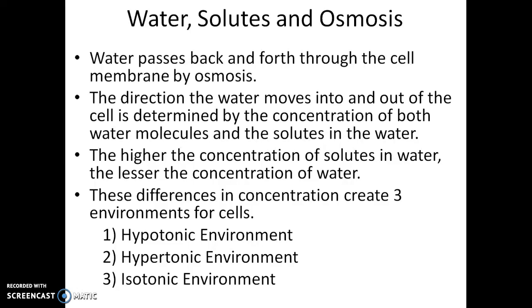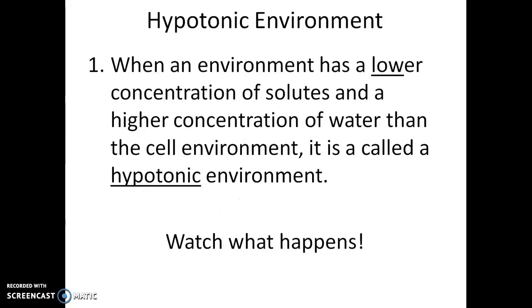And the differences in the concentration of solute versus water creates 3 environments for the cell. You can either have a hypotonic environment, a hypertonic environment, or an isotonic environment. And all of these are actually named after the solute content. Although we're talking about water, they are named after their solute. So our first one is a hypotonic environment. And it's called hypo because it has a low solute concentration. So think hypo, low. They kind of sound like they rhyme a little bit, I guess. So hypo, low solute. So that means high water concentration.